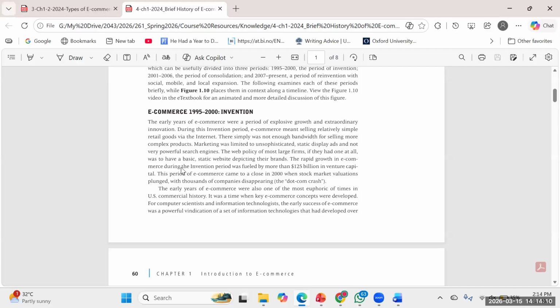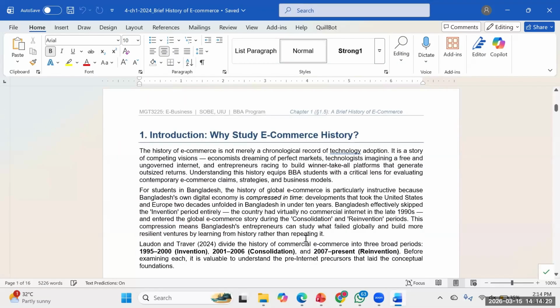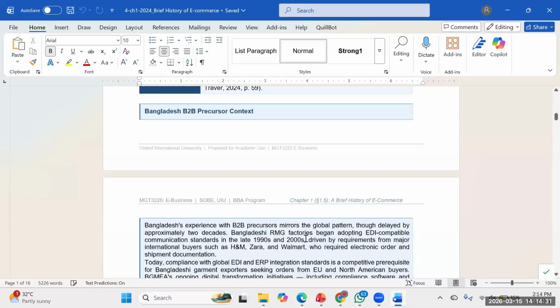Interestingly, in Bangladesh, e-commerce started within 3-4 years of the global phenomenon. So that is interesting for us, because we are not that far behind the global trend. So what happened in the Bangladesh context?